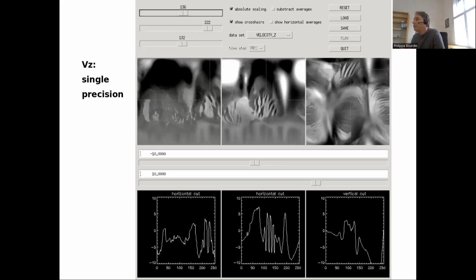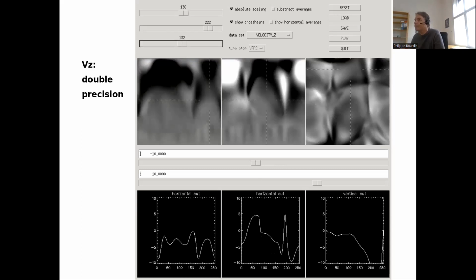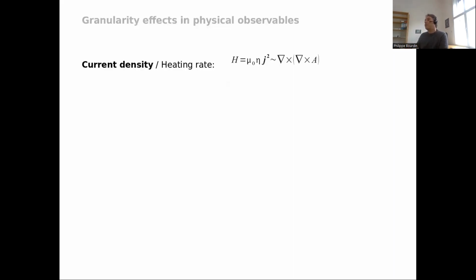Now I show you the same simulation with double precision, and you see this is all gone. So that was a purely numerical effect that propagated through the differential equations and then created artificial structures that could be seen as a physical thing, but are actually not. So yes, we were a bit astounded, I must say. Let's have a look at the next quantity, which is maybe the current density in the corona, because the current density sets the heating rate in the corona.